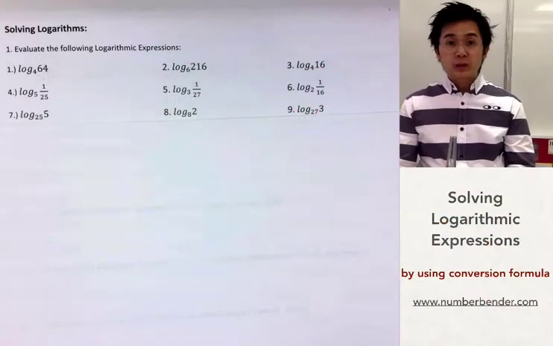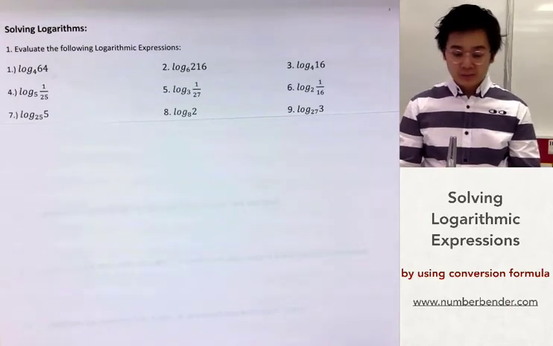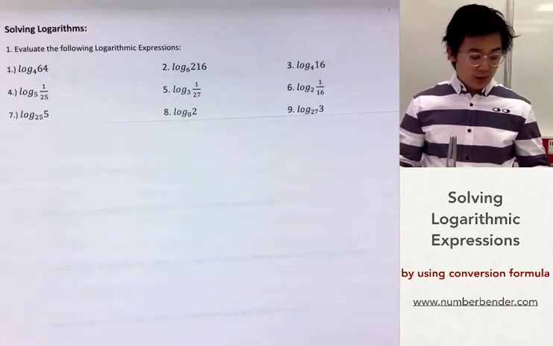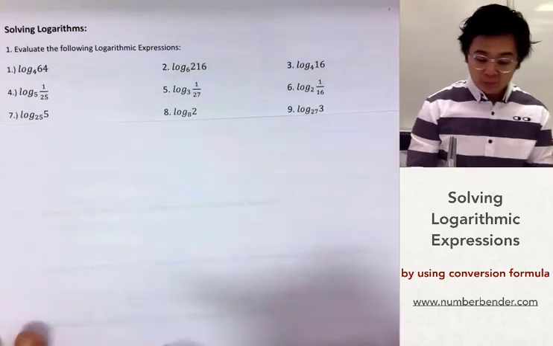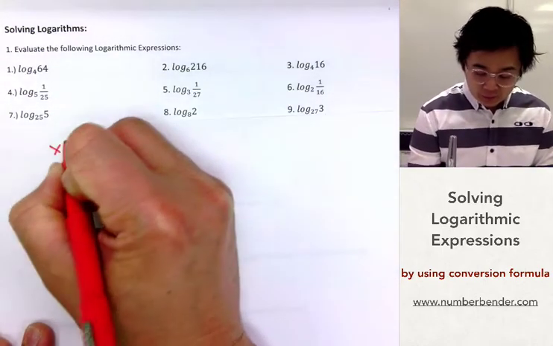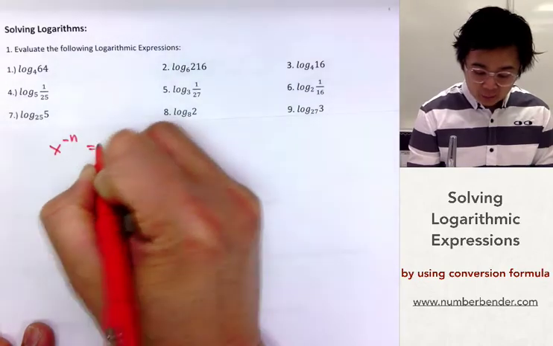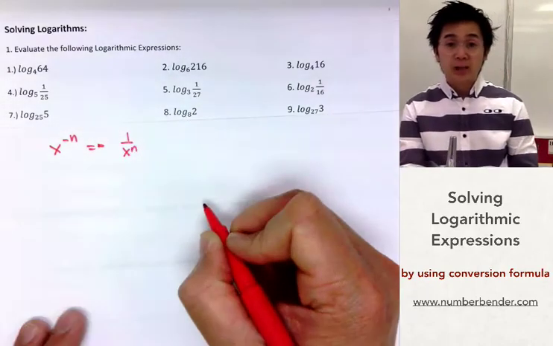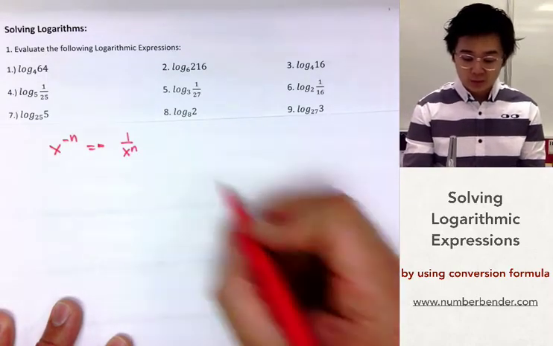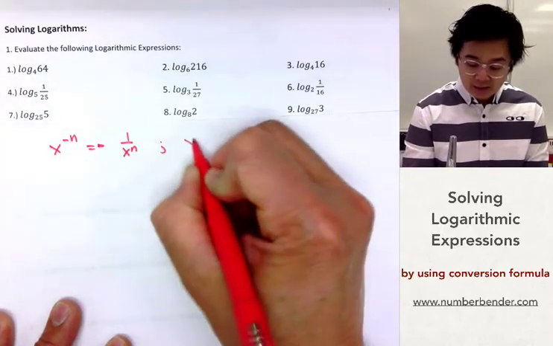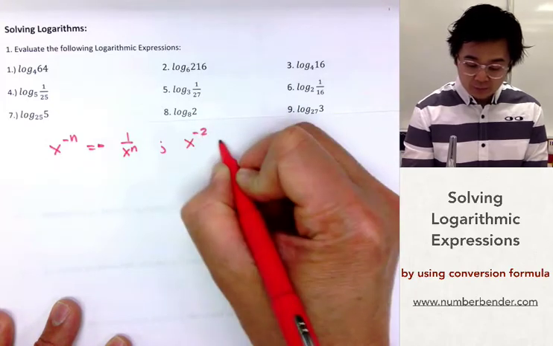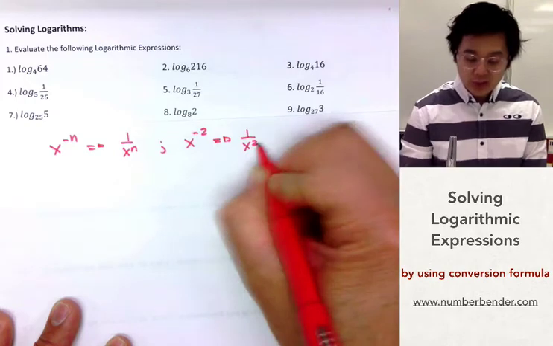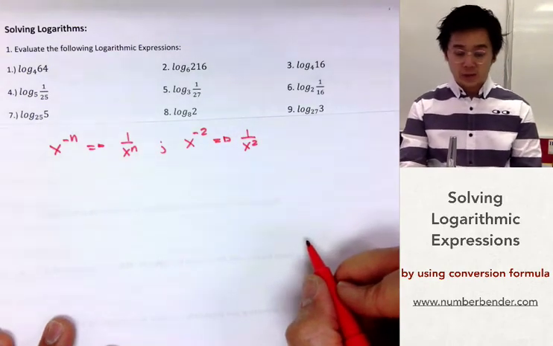Now for today, we're going to learn how to solve logarithms using conversion of logarithm to exponential. Now we know that in the law of exponents, if we have x raised to negative n, we can change it into 1 over x raised to n. So our exponent will change into a positive number. So if I have x raised to negative 2, I can change it into a positive exponent by using the law. So now I have 1 over x squared.